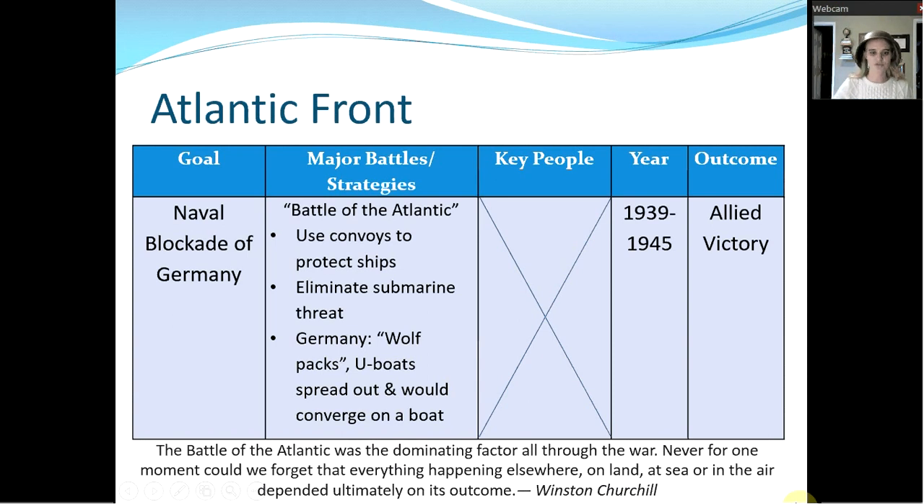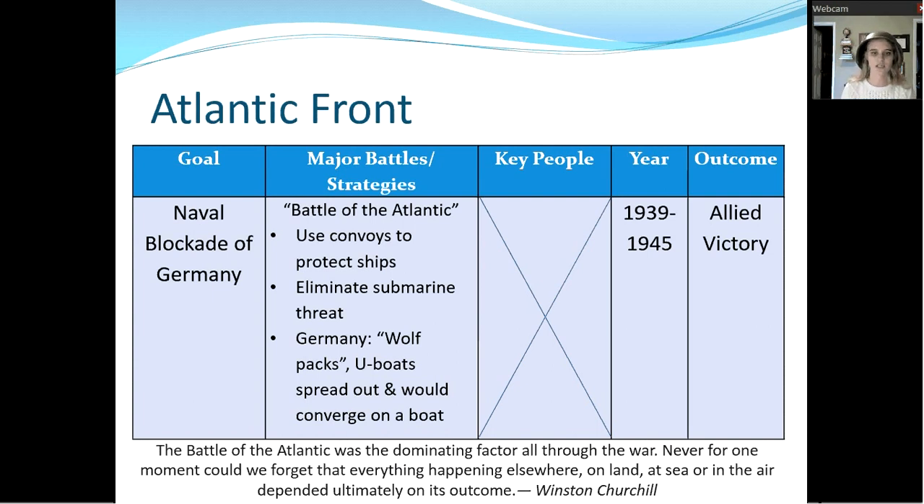So the first major front of the war is the Atlantic Front. Basically, the Atlantic Front is the naval battles of the war. The original goal of this is the naval blockade of Germany. It's also called the Battle of the Atlantic. You'll notice that there's a lot of similarities here between this and World War I. Basically, the Germans are using their U-boats in order to attack ships in the Atlantic Ocean. So we're doing a very similar idea, using convoys or groups of ships in order to protect the vessels which are going back and forth.